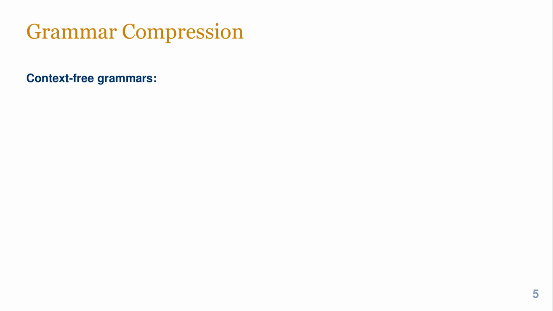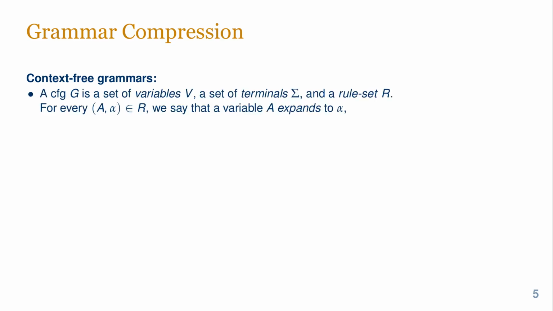Let us now look at grammar compression. Let us first quickly recall some basic definitions. A context-free grammar G is defined by a set of variables V, a set of terminals sigma, and a rule set R. For every rule, which is a pair A to alpha, where A is a variable and alpha is any string of variables and terminals, we say that a variable A expands to string alpha. The language of grammar G is then the set of strings over the alphabet of terminals that can be derived from some fixed variable S.